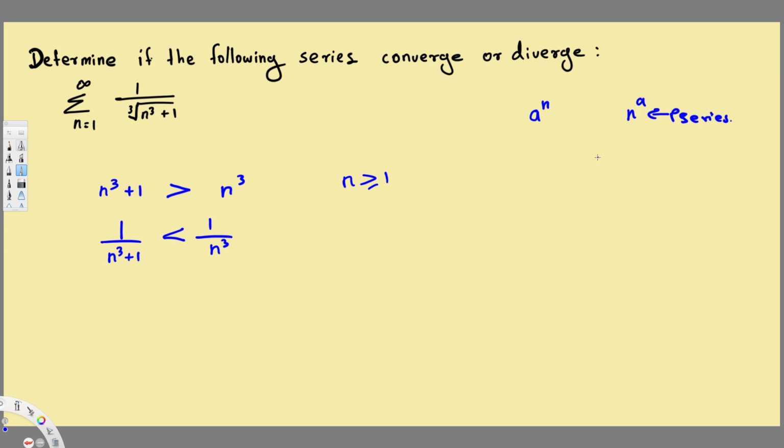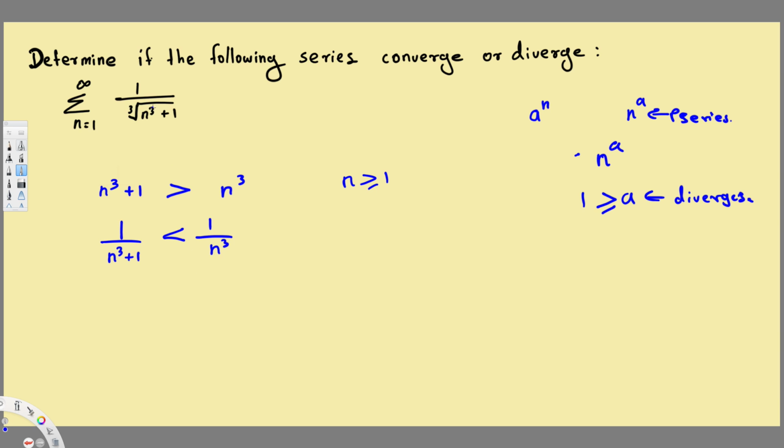So let's note that one down right here. If the power, call it a, is less than or equal to 1, it diverges. So this one diverges, and here the power is greater than 1, so this one converges.